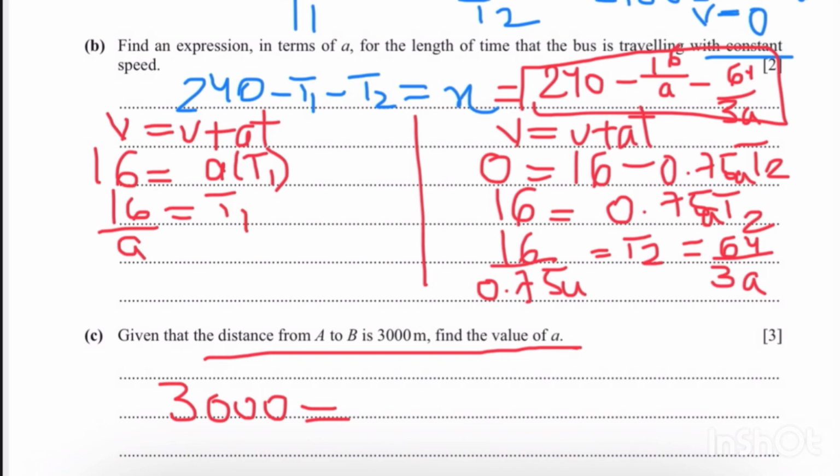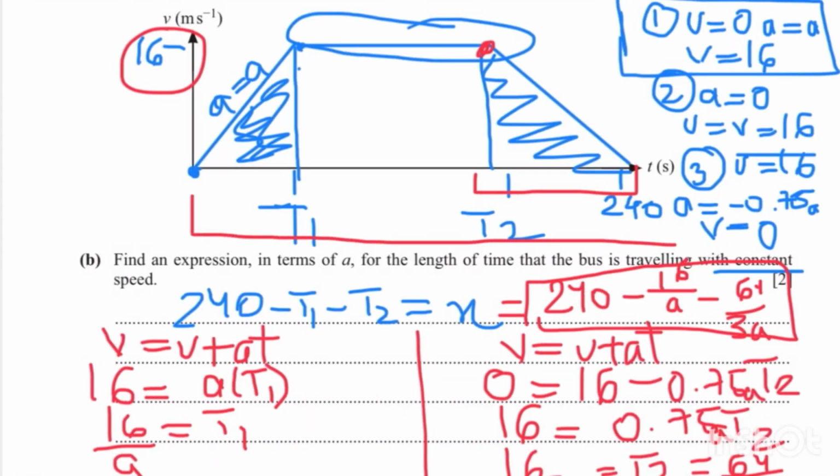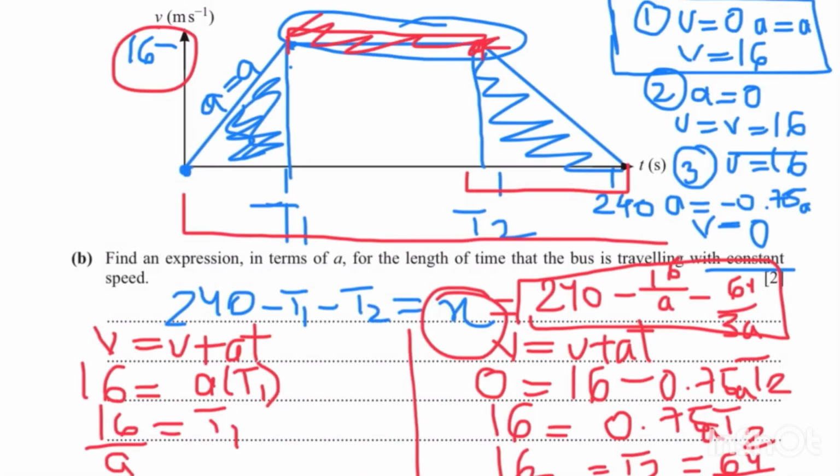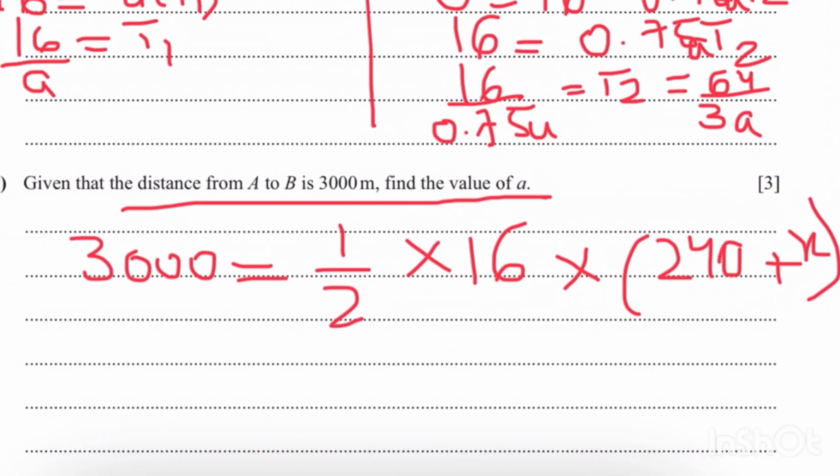And the graph is in the shape of a trapezium, so when we use the formula for the area of a trapezium, that will be half times the height, which in this case is 16, multiplied by this base, which is 240, plus this entire base, which we will write as x. I have used x because this is the same x we used in part B, which was the length of time that the bus was traveling at a constant speed, which was this line. When we simplify this formula, x equals 135.